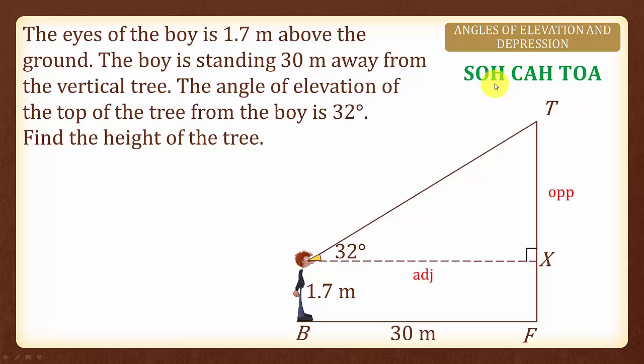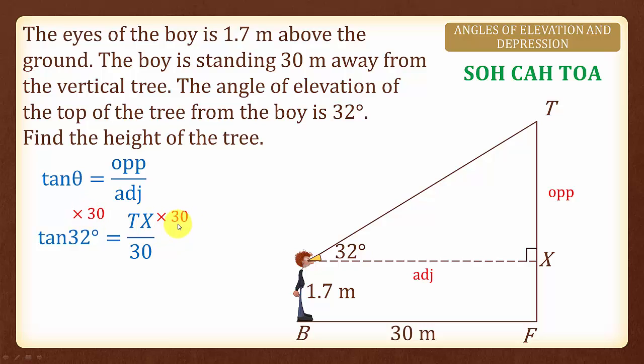Do you know which trigo ratio to use? Yes, we shall use the trigo ratio tangent theta, which is equals to opposite over adjacent. Now, let's substitute in the values. Theta here will be 32 degrees, the opposite is Tx, and the adjacent will be 30 meters. Multiplying 30 on both sides, we will have Tx equals to 18.7 meters.